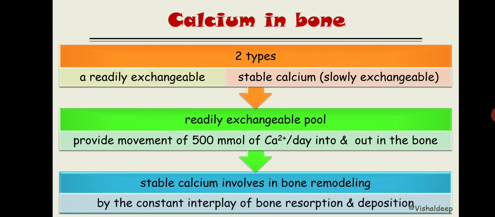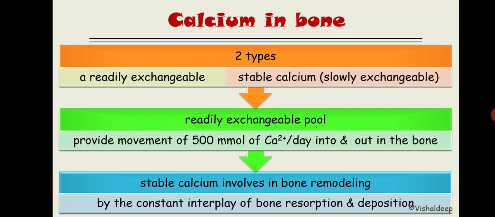Now what is bone remodeling, what is bone resorption, what is deposition, that we will discuss in our subsequent slide, so don't worry. And if you are wondering how much calcium will move in and out from the stable calcium, that amount is 7.5 millimole per day. In case of the readily exchangeable pool, it is 500 millimole per day. In case of the stable calcium, it is 7.5 millimole per day. That is not written inside the slide.